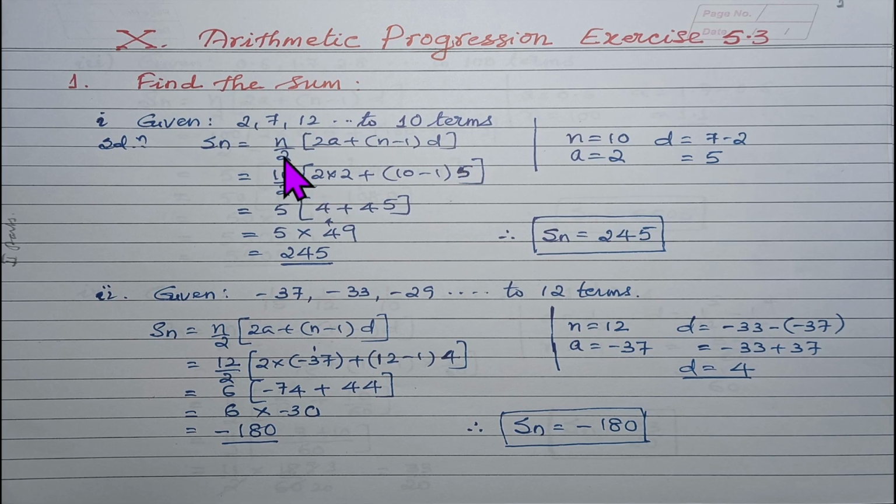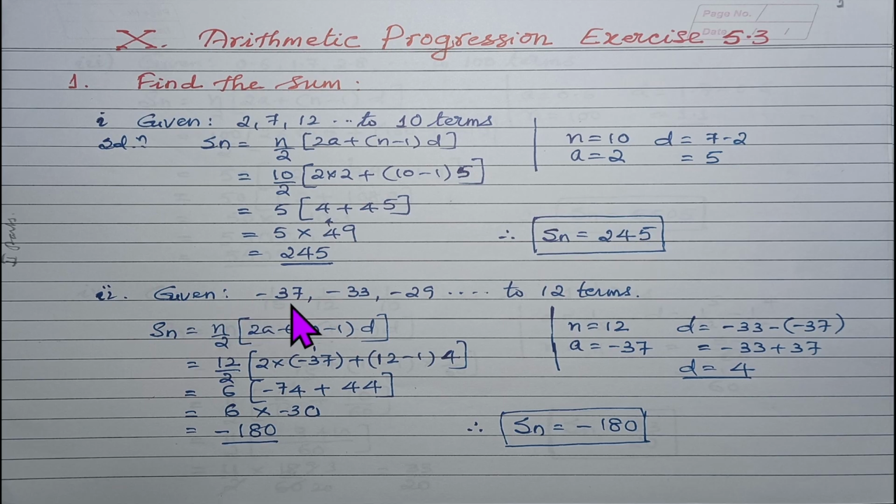So substitute here, n is 10, so S10 is equal to 10 upon 2, 2 into 2 plus (10 minus 1) into 5. Simplifying this, we get 5 in the bracket, 4 plus 45, 5 into 49, and that is 245. Therefore, the sum of 10 terms of the given AP is 245. So please remember there are 10 terms, therefore it is S10, that is nothing but Sn, S10 is equal to 245 in this example.